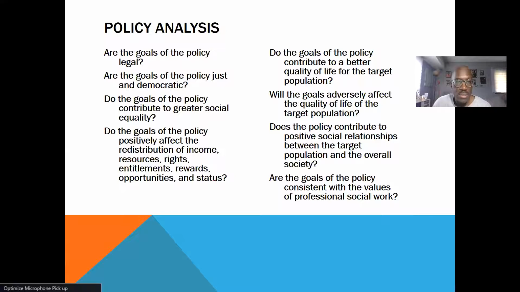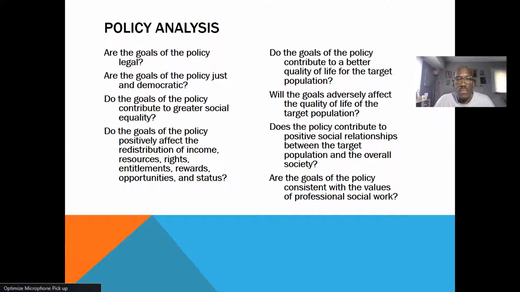And then we'll do an analysis. And so your analysis is going to be looking at what are the policy's goals from a legal standpoint. You're going to be looking at some data and outcomes to really make a determination about whether they're democratically done. Do they contribute to social equality or not? Do the goals provide a positive effect or redistribute income, gifts, resources, entitlements, these things? So these are things you're going to have to scope through and dig through for answers.